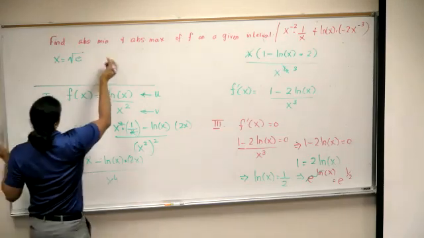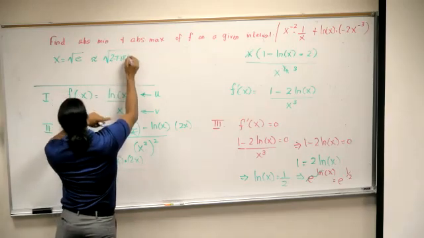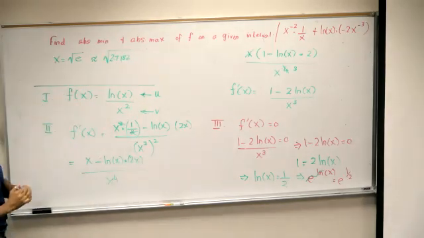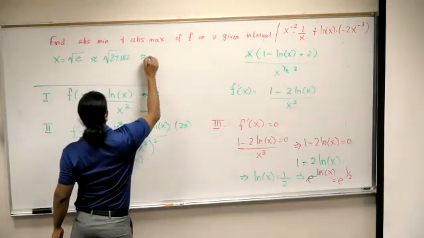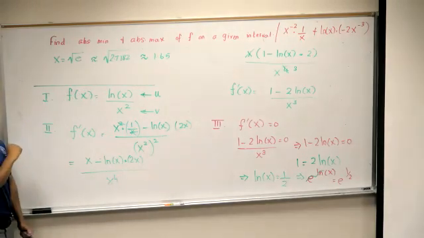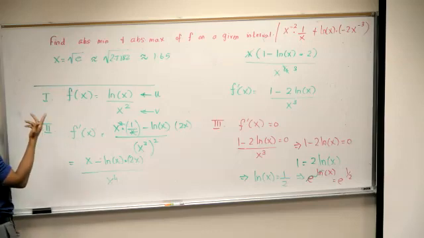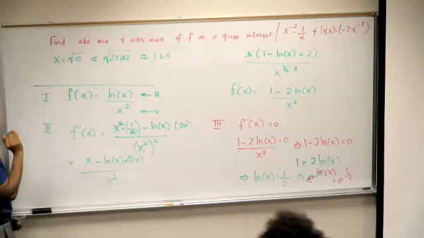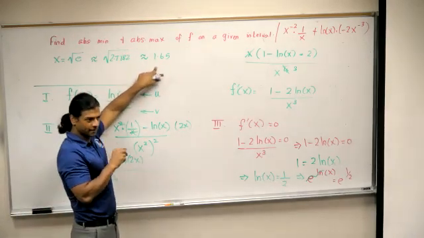So x would simply be equal to the square root of e, which is the square root of 2.7182, and approximately 1.65. Now, this particular number, you could not have seen it from the calculator. So now you know exactly where the critical point is, at 1.65.